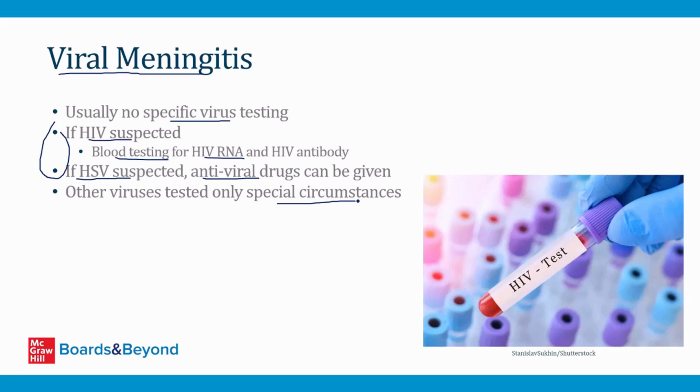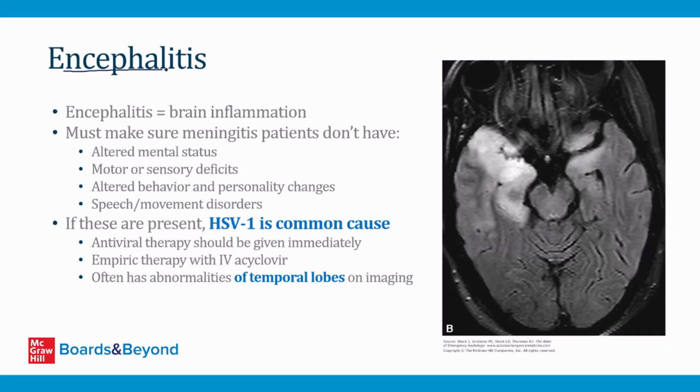Let's talk briefly about encephalitis, which refers to inflammation of brain tissue. So when patients develop meningitis and inflammation of the meninges, remember that the meninges sit on top of the brain. So in some cases, that meningitis can spread and involve the brain tissue itself, and then the patient has encephalitis.